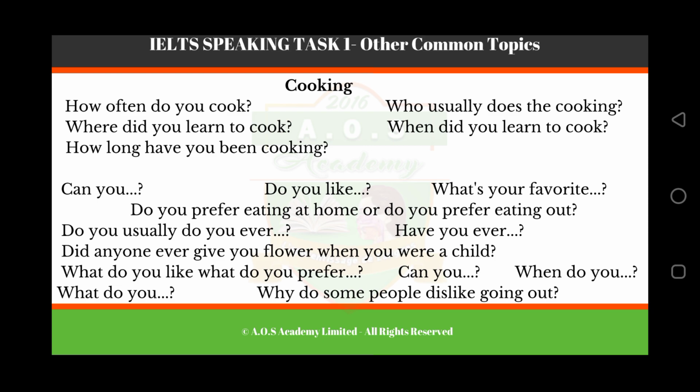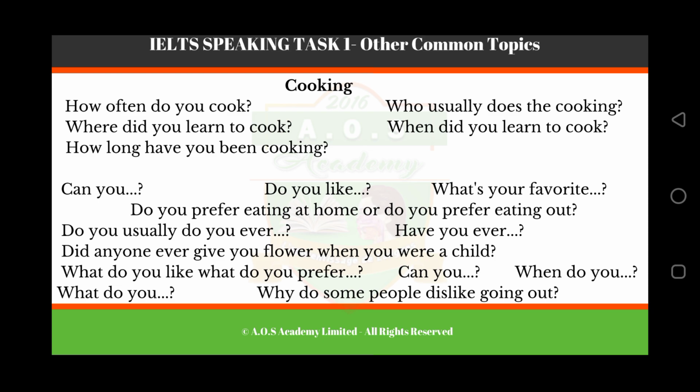We've also got "usually", so this is about your common habits. What do you do frequently? So, do you usually do the dishes? And you need to answer yes or no, and again add more information.